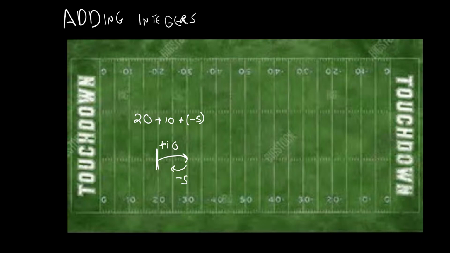When we do this, you'd go 20 plus 10, which is 30, plus a negative 5, bringing us down to 25. It took us backwards 5 units. That is one way to look at adding integers.